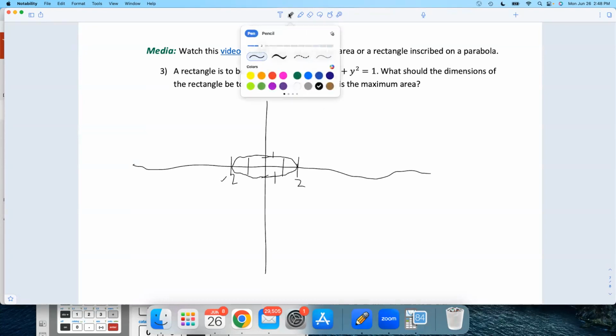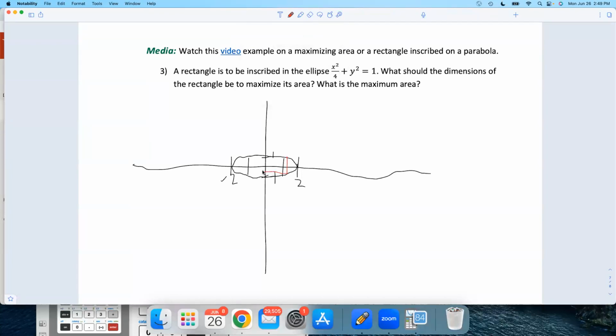So let me change the color here. Let's go red. Okay, so let's say we've got some rectangle. We'll just draw some random rectangle in here. For that rectangle, I've gone out some distance x. So I'm calling x this distance here, and I'm calling this distance vertically here y. So the entire rectangle is 2x long and 2y high. That's important, and that's easy to mess up, to realize that if this is x, the entire thing is 2x.